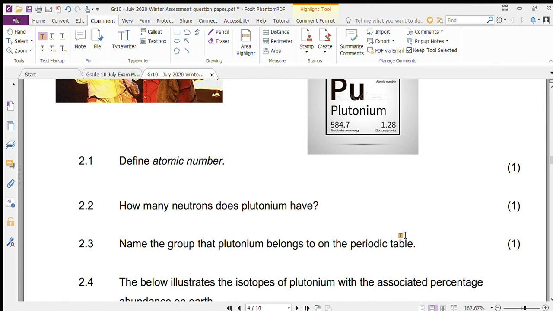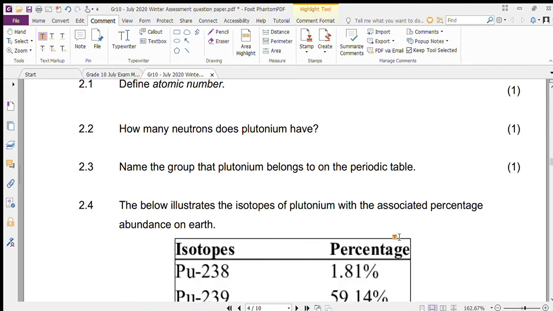Then it asked you how many neutrons does plutonium have. Guys, grade 8s and 9s are doing this, all right? You literally just minus your atomic number from your atomic mass, and that should give you 150 neutrons. Again, an easy mark, a throwaway mark.